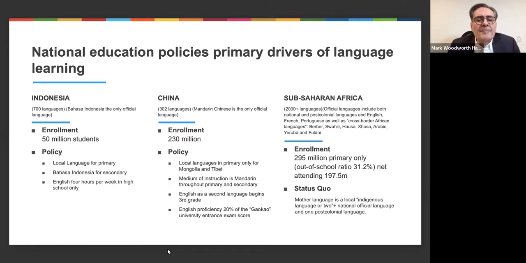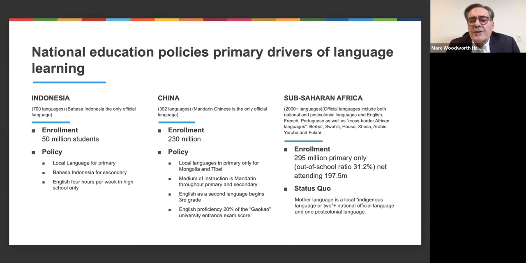China is a country where Mandarin has been asserted as the official language throughout the country, subsuming many dialects and many lesser spoken languages. English is introduced at the 3rd grade, and students learn English all the way through high school. And more importantly, 20% of the Gaokao, which is the uniform university entrance exam, is attributable to their score in English. So English is very important in China as a 3rd language.